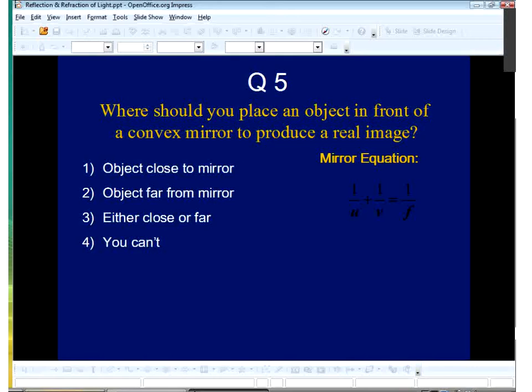Where should you place an object in front of a convex mirror to produce a real image? 4 options. We are talking about placing the object. It has to be a real thing. If the object is real, convex mirror, you can never get a real image. Both, you cannot.